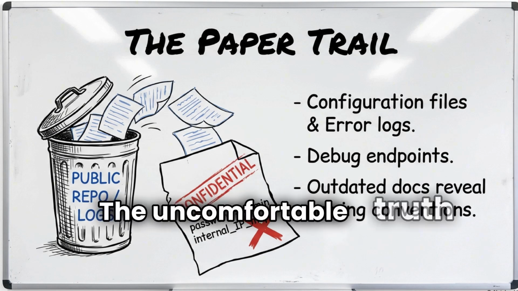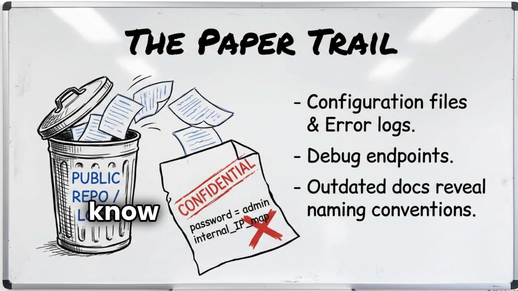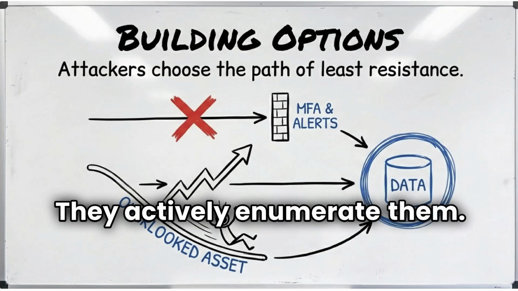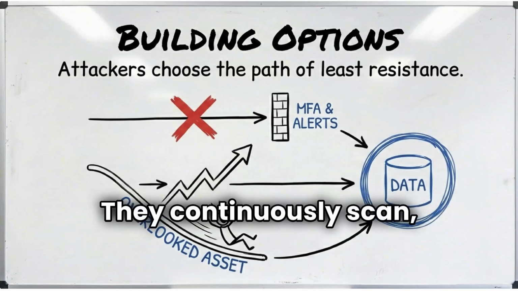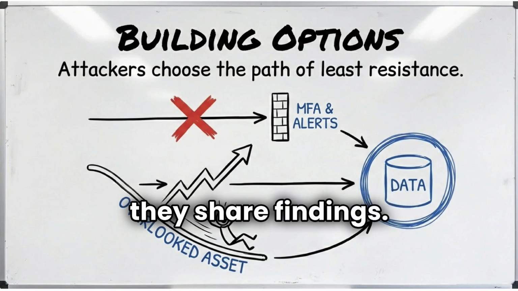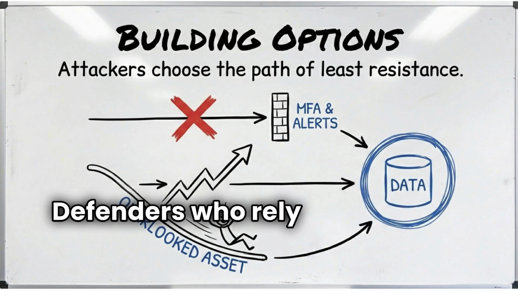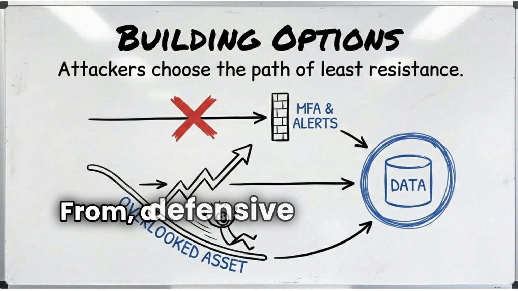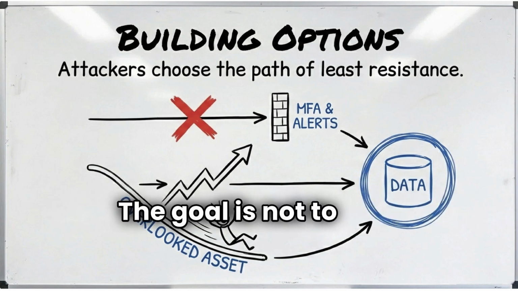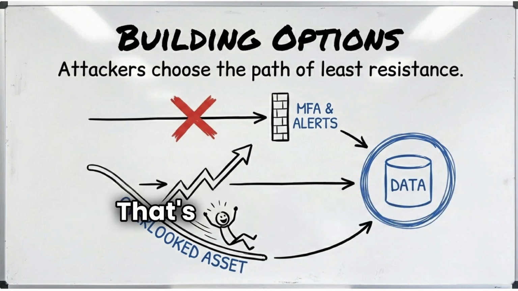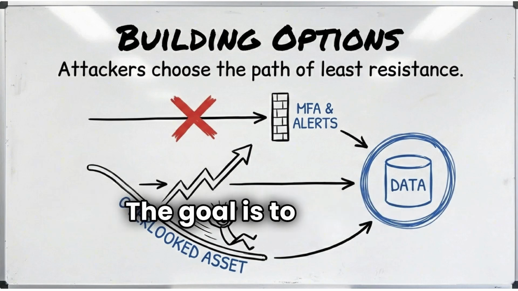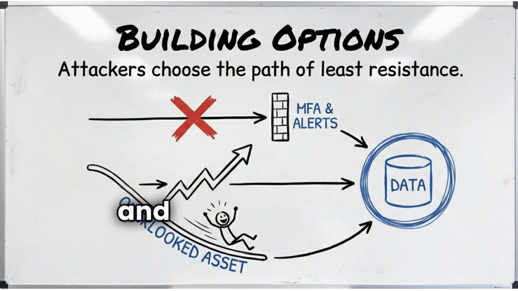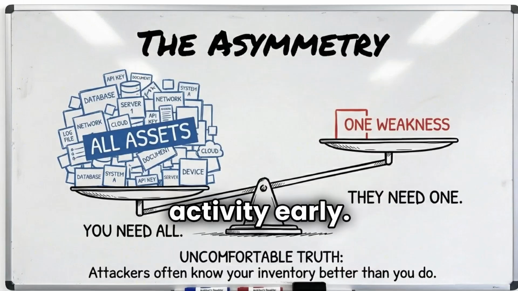The uncomfortable truth is that attackers often know your external assets better than you do. They actively enumerate them. They continuously scan. They share findings. Defenders who rely on outdated inventories are always behind. From a defensive perspective, the goal is not to hide assets completely. That's rarely possible. The goal is to reduce unnecessary exposure, eliminate forgotten assets, and detect discovery activity early.